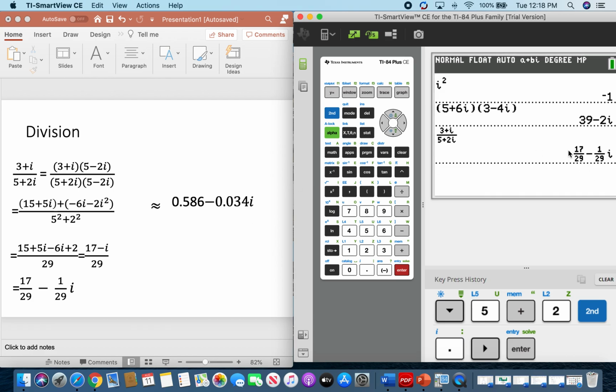All you have to do is divide 17 by 29, you should be able to get that, and 1 divided by 29, you should be able to get that. So I'm preferring this answer, but this will also be fine. And that's it.